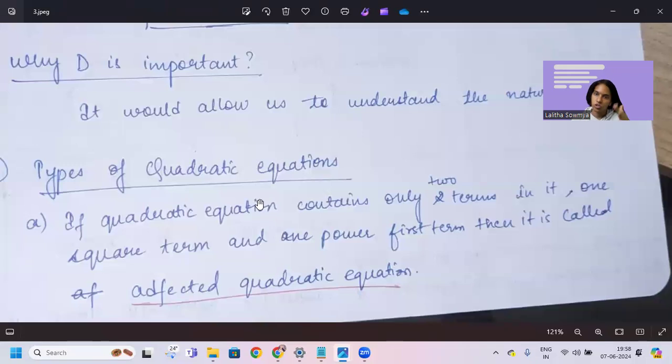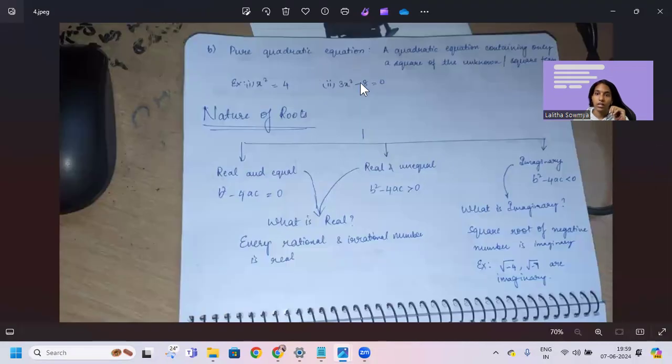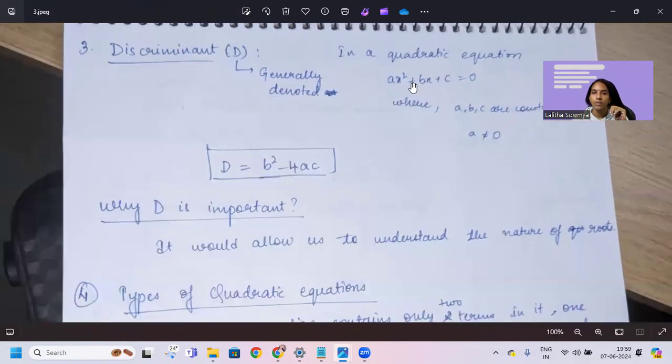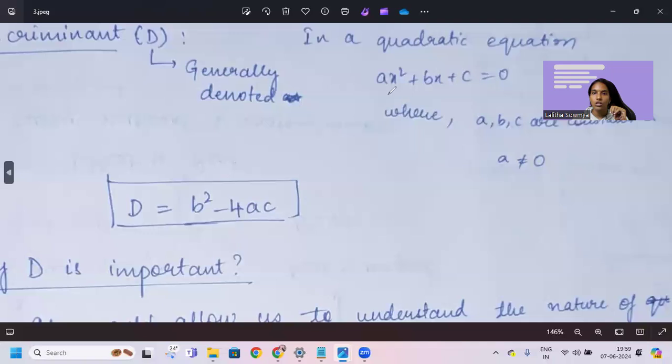We have the normal one, which is ax square plus bx plus c, and the one which has only 2 terms in it, one is the square term and the other one is the power of the first term. That is called an affected quadratic equation. Now let's understand that. If an equation just has ax square plus bx and doesn't have any c, then it is called an affected quadratic equation.